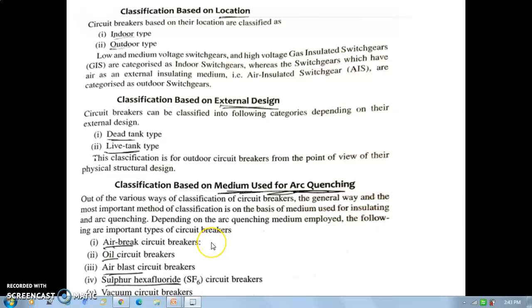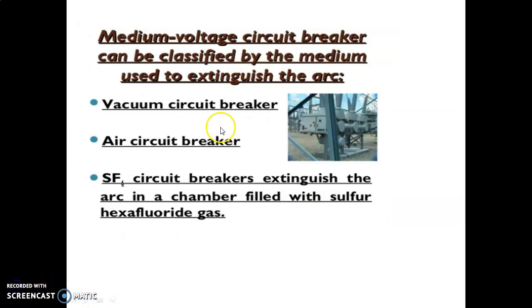First is air brake circuit breakers, means medium used is the air. Next is oil circuit breakers, medium between the two contacts, dielectric medium is oil. Air blast circuit breakers. Then sulfur hexafluoride, SF6, we have to use between the two contacts of circuit breakers. Next is vacuum circuit breakers. Okay, these are the very important types of the circuit breakers, that is based on the medium used for the arc quenching. Right. Here the medium used between the two contacts of circuit breaker, that is the classification based on medium used: vacuum circuit breaker, air, SF6 circuit breaker, and also one more is oil circuit breaker.